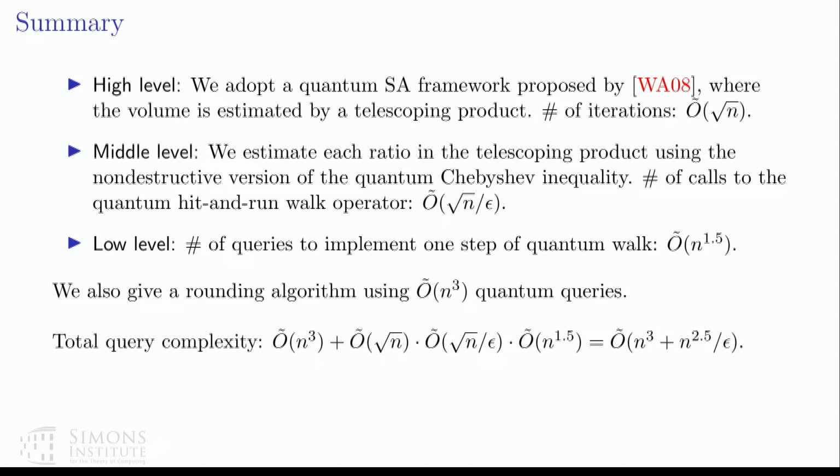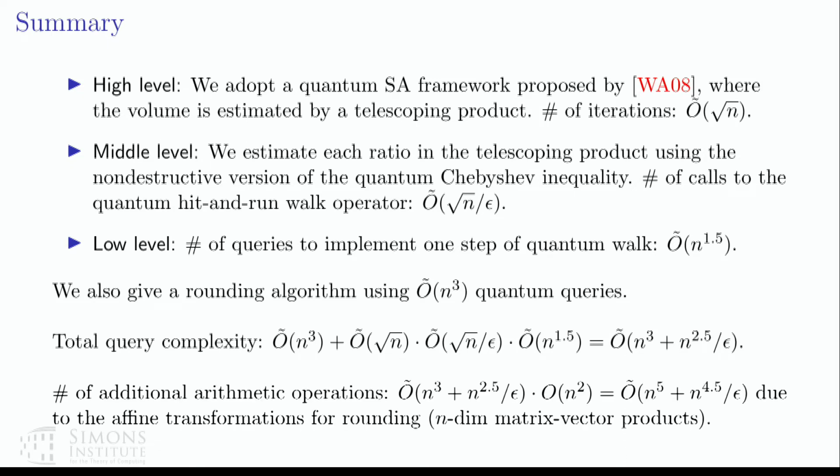Speaking about arithmetic complexity, both the classical and quantum complexities are blown up by a factor of n squared. This is basically because of the rounding part, where the transformation is an n-dimensional matrix-vector product. So in our quantum case, the total arithmetic operations are n to the 5 plus n to the 4.5 over epsilon. So this is basically the quantum algorithm for volume estimation.